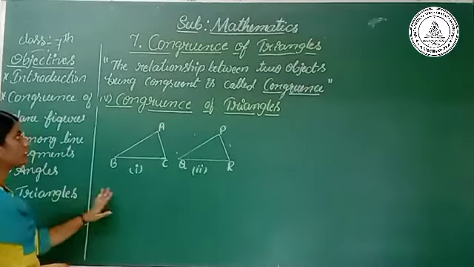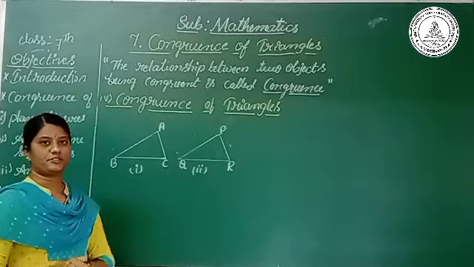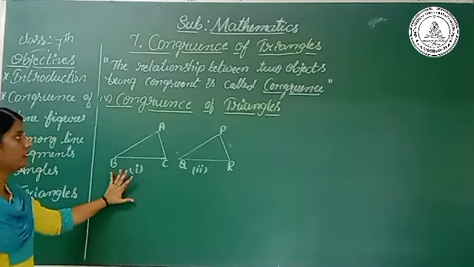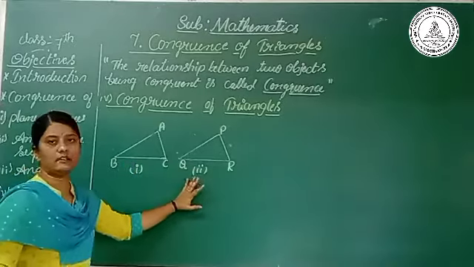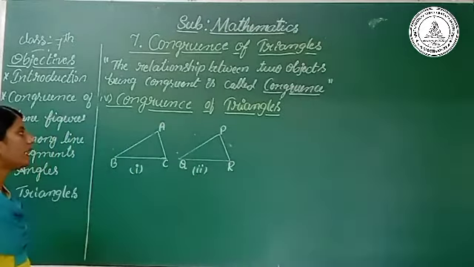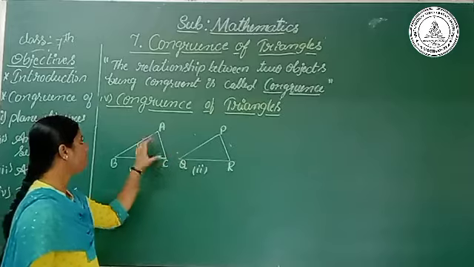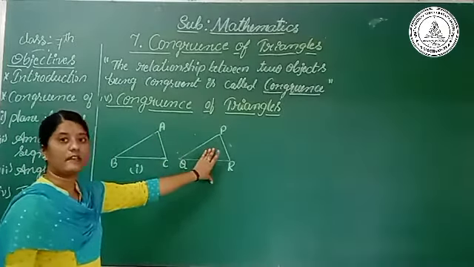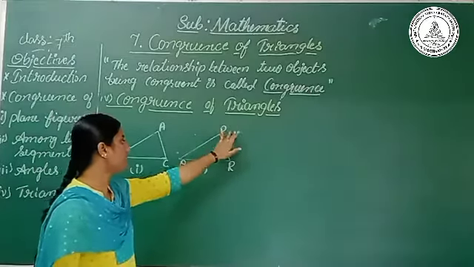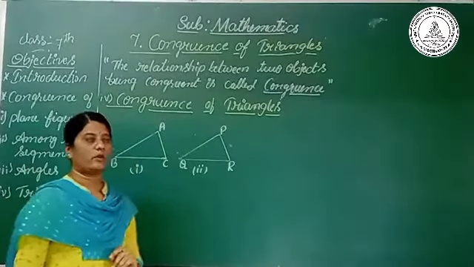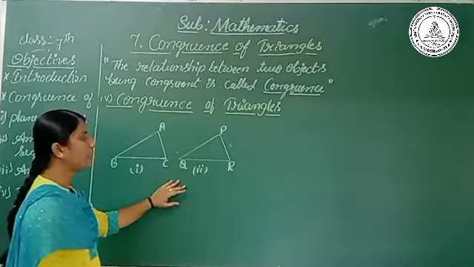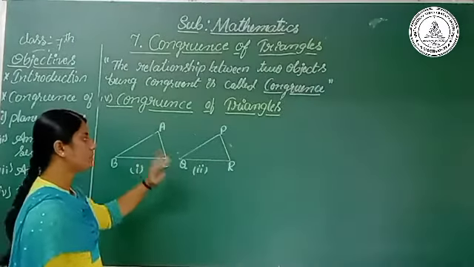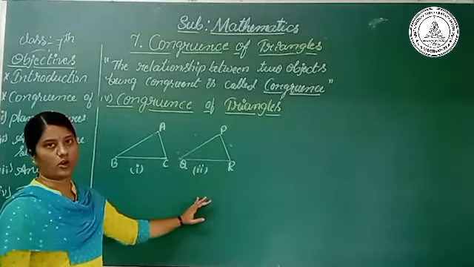Yes, then let's see the fourth concept, congruence of triangles. You may see here triangle ABC and triangle PQR. Here I have taken a copy of triangle ABC, and I name it triangle PQR. These two triangles have the same length and same shape, then they are said to be congruent.